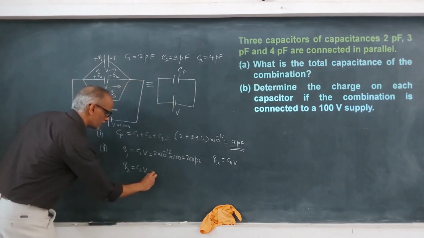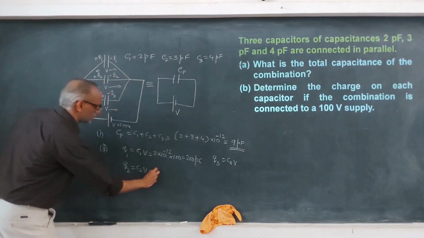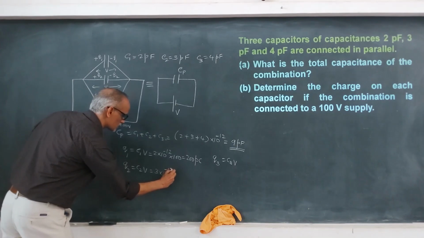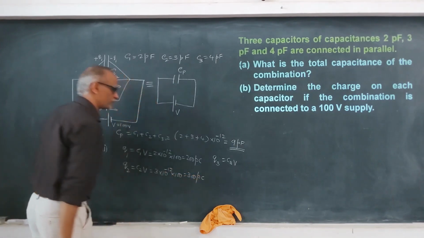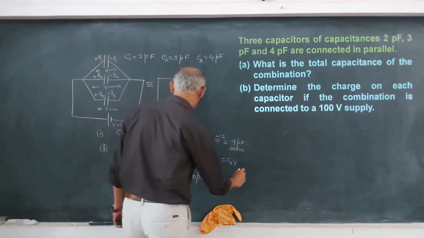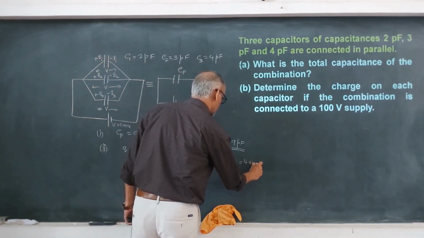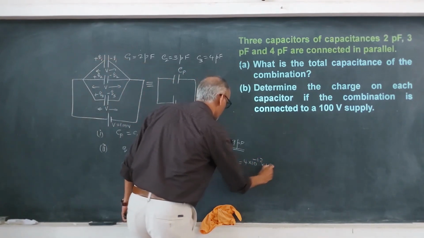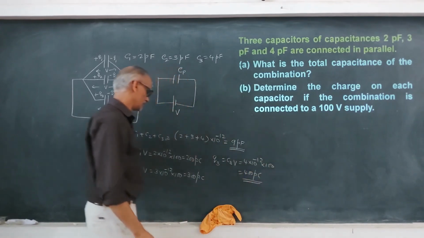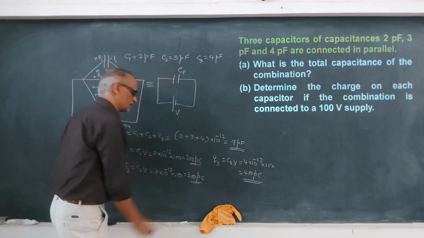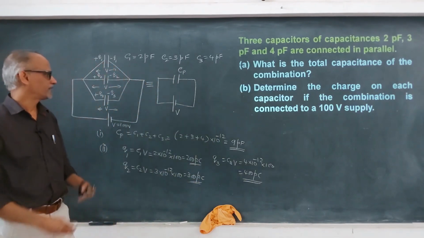Then the next value, 3 pico, 3 into 10 to the power minus 12 into 100, which is 300 picocoulomb. And then 4 into 10 to the power minus 12 into 100 will give you 400 picocoulomb. So these are the charges stored. You can find the energy as well.